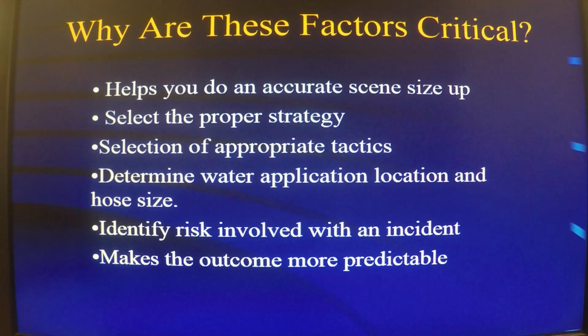So if you're looking at the arrangement of a building or the amount, the extent, and the location of the fire, that can help you decide what the best line is to take, or how large of a line, how many GPMs you need. Do I need a master stream? So it assists you with that. It helps you identify the risks that are involved with the incident. Clearly, if you're looking at a building that is older in age or has some high-risk construction features, that obviously would relate to the risk of the incident. And then it makes your outcome more predictable.